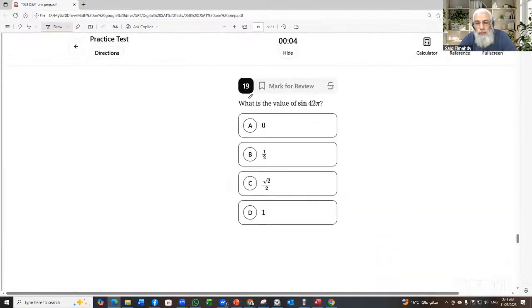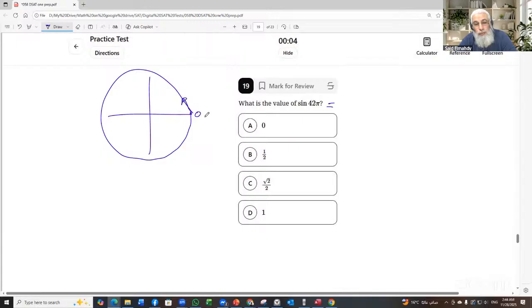Number 19, what is the value of sine 42 pi? Sine 42 pi is equal to sine 0, because each revolution starts with 0. We make one complete revolution, we go to 2 pi, and then another revolution will be 4 pi, and 6 pi, then the next revolution is 8 pi. So it is always an even number of pi here. This means sine 42 pi is equal to just sine 0.